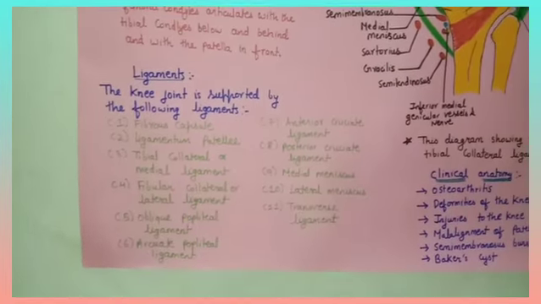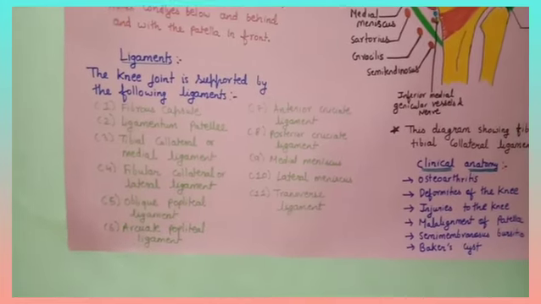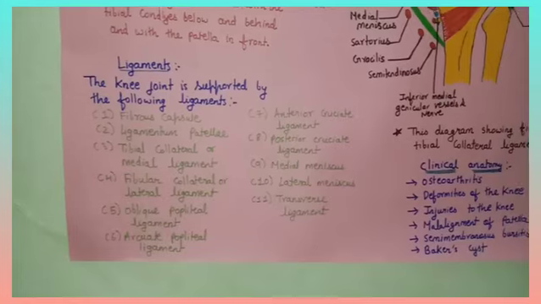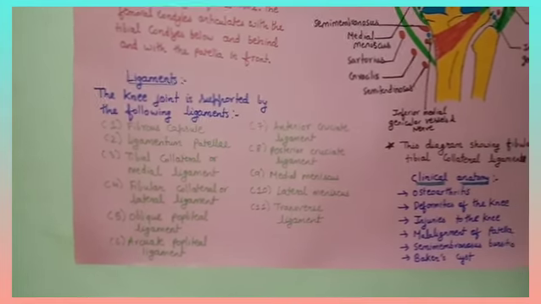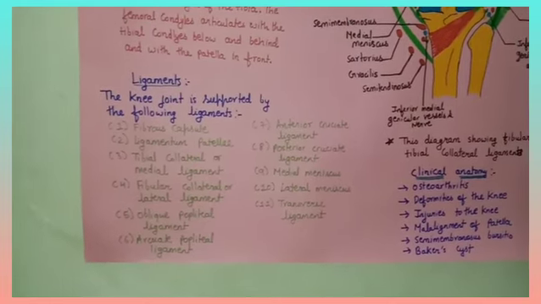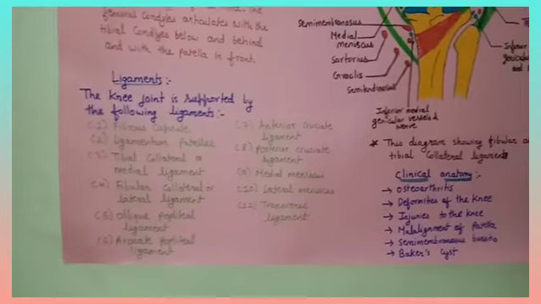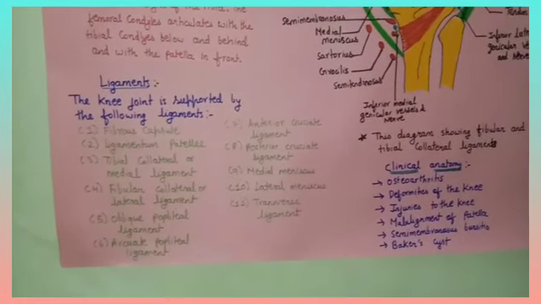Now fourth, fibular collateral or lateral ligament. This ligament is strong and cord-like. It is about 5 cm long. Superiorly, it is attached to the lateral epicondyle of the femur just above the popliteal groove. And inferiorly, it is embraced by the tendon of biceps femoris and attached to the head of fibula in front of its apex.